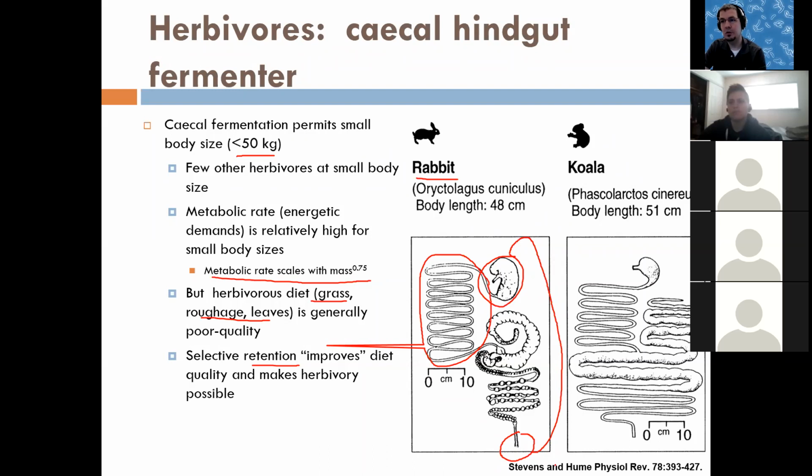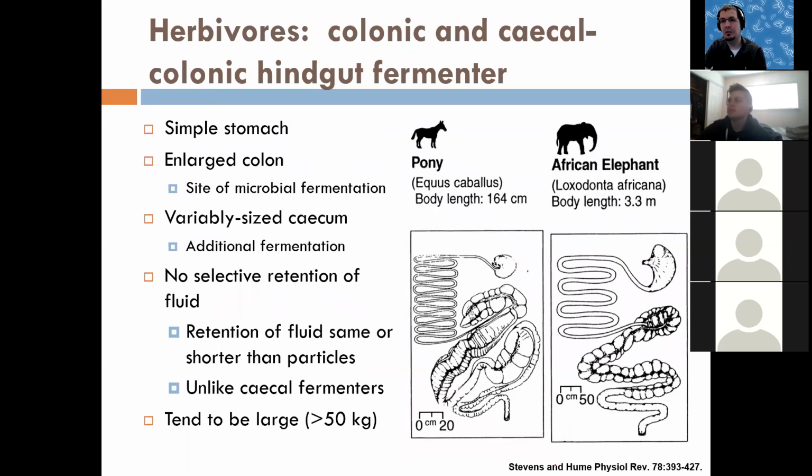Okay, so those are the cecal hindgut fermenters. These are the herbivores that are at small body size. We have other hindgut fermenters, the colonic and cecal colonic fermenters. Okay, so there are some similarities. First, they have a simple stomach. That's why we call them hindgut fermenters. In these, they have an enlarged colon. I need to draw it better, sorry.